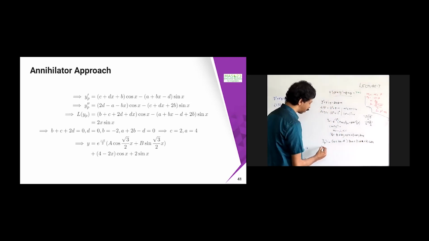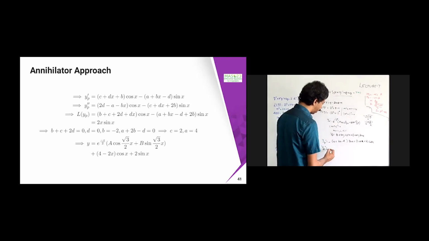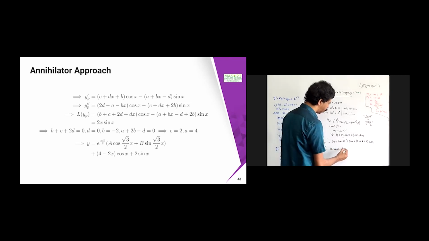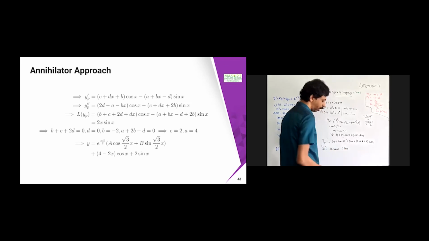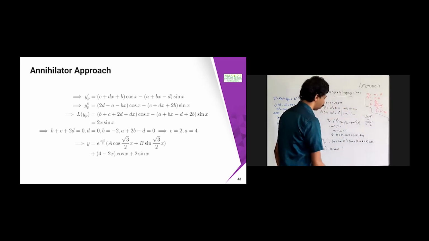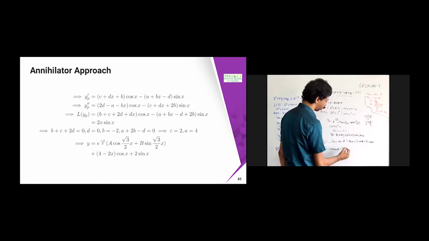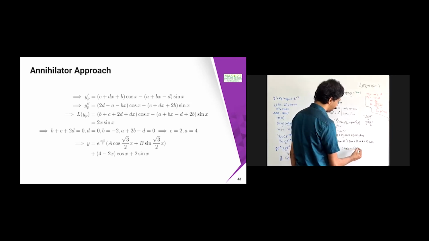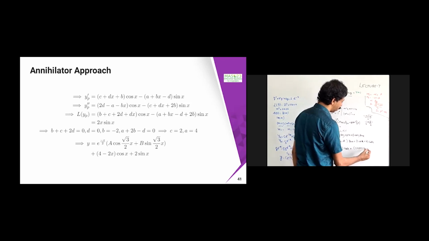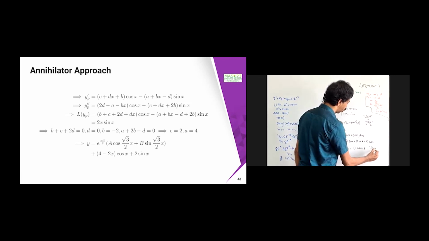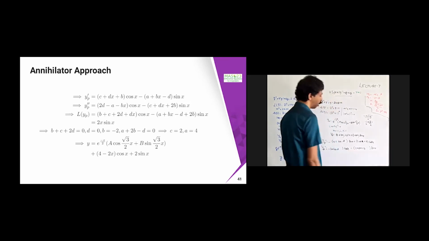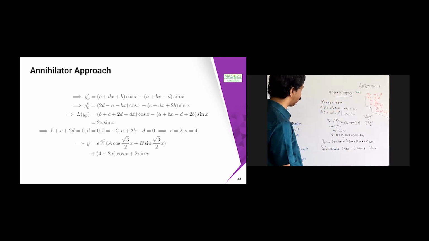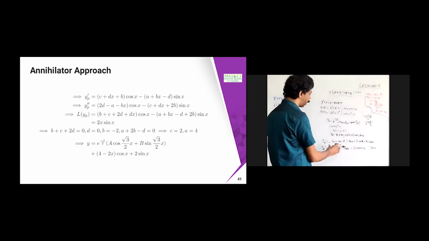Now yp double dash is going to become, once again, minus (a plus bx minus d) into sin x, plus (c plus dx plus b) into cos x, and then plus (c plus dx plus b) into sin x. So this is going to become minus, because the derivative of cos x is minus sin x. Now I have to differentiate this one.